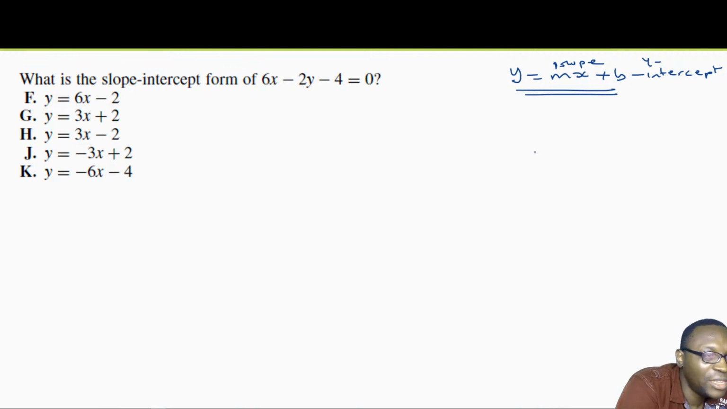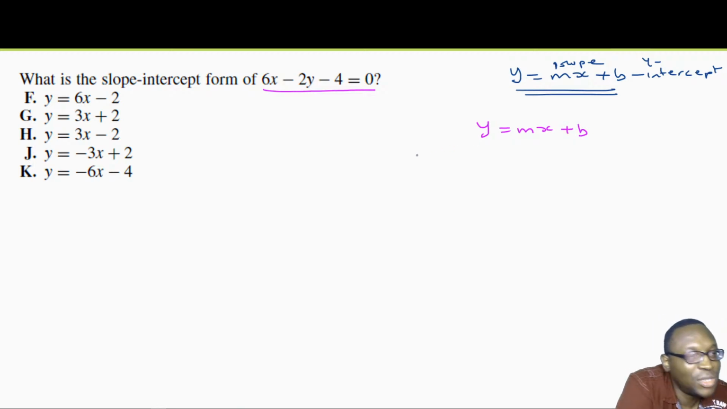So our goal here is to rewrite this equation in the form y equal to mx plus b. One of the good things about this test is if you look at the answers, you can get an idea of what they're asking you to do. So you can see all the answers are in the form y equal to mx plus b. So now what we're going to do is rewrite this.